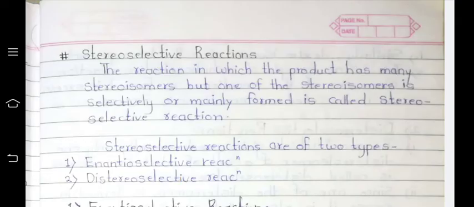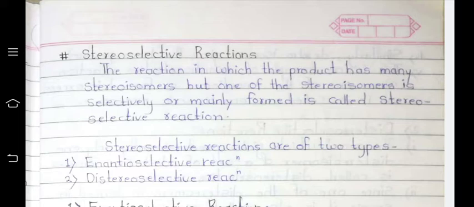Organic chemistry. Today we are going to start the second topic of stereochemistry. The first point of this topic is stereoselective reactions. This is a special type of reaction in which one of the stereoisomers is mainly formed, and it is called a stereoselective reaction.